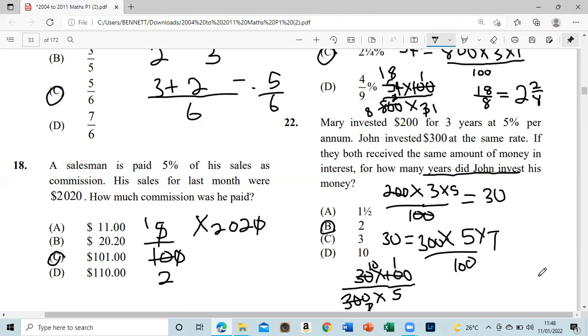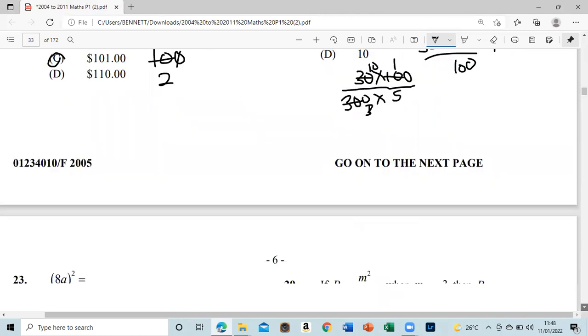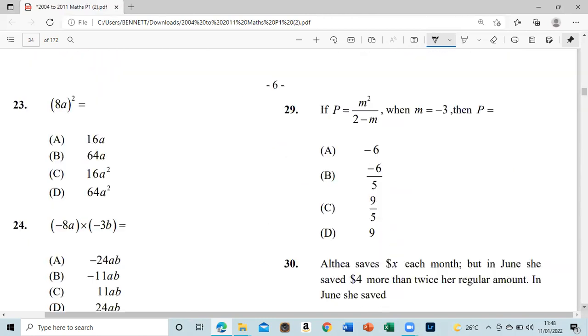As I said, I've done that before, but sometimes it's very important to concentrate for a certain time. All right, let's move on to number 23.